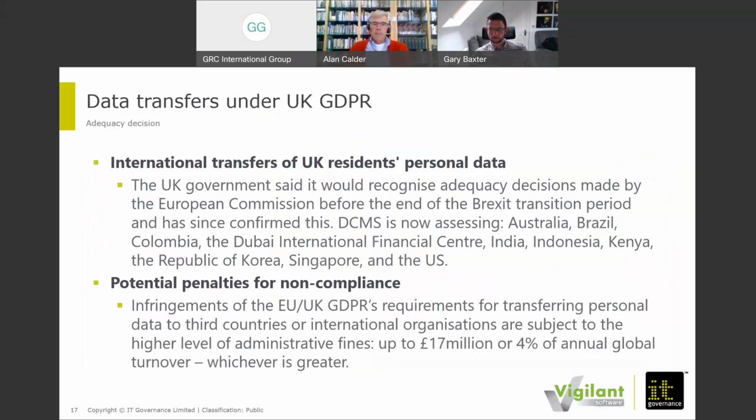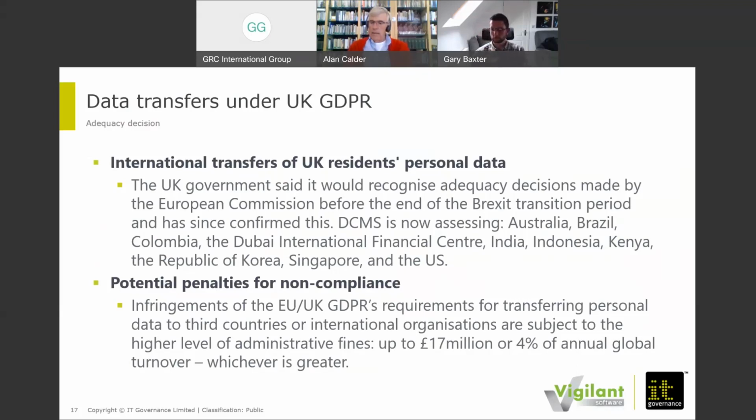So under UK GDPR, the government, as I said, is recognizing all of those jurisdictions that had previously been recognized as adequate by the European Commission, and it's confirmed that. And DCMS today said that it's assessing a number of other countries, Australia, Colombia, Dubai, India, Indonesia, Korea, Singapore, and the US, in respect of whether or not their data protection regimes are adequate. Whether this is a genuine exercise or a cosmetic one remains to be seen.